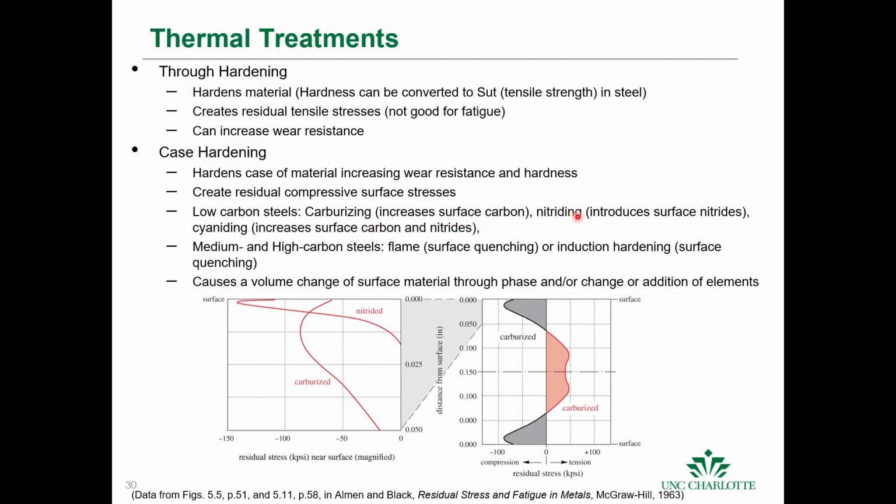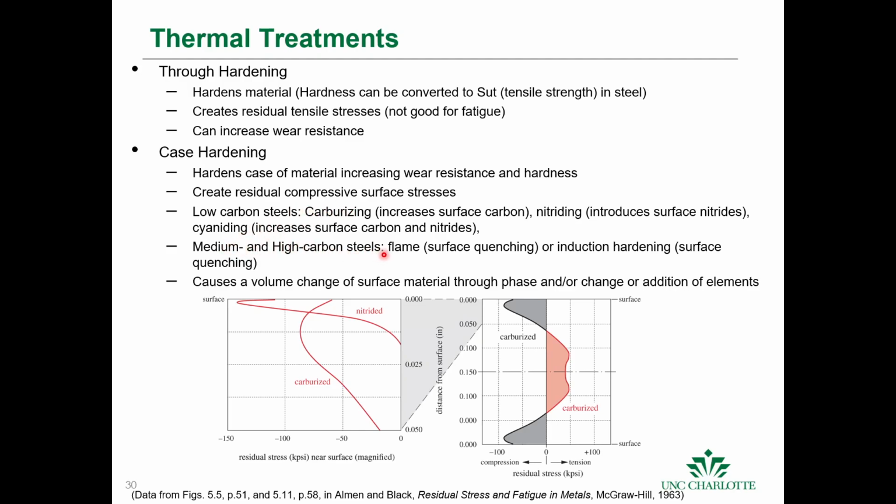And similarly, nitriding, where you have a nitride salt or gas, they will cause the nitrides to go into the surface. And then you have cyaniding, which increases both the surface carbon and the nitrides. Okay. What that does is actually adds these materials to the surface, which increases their content of that material. So we know that higher carbon results in a higher strength steel.